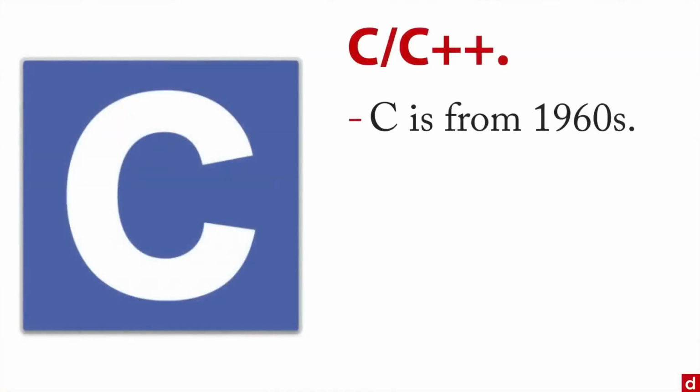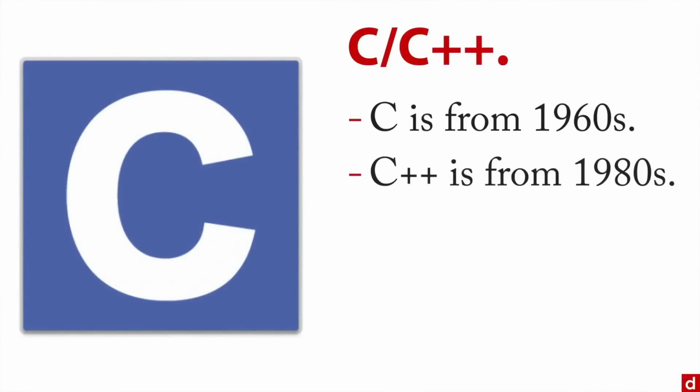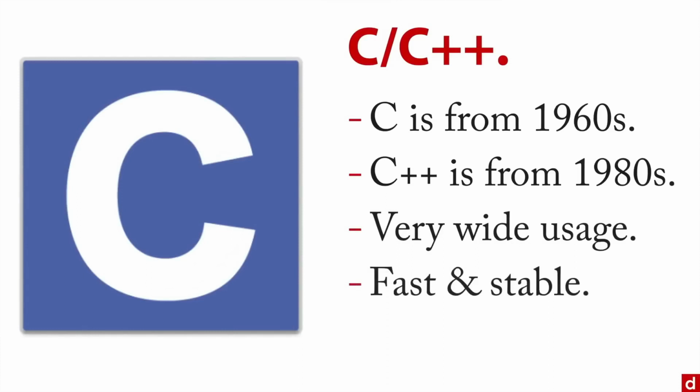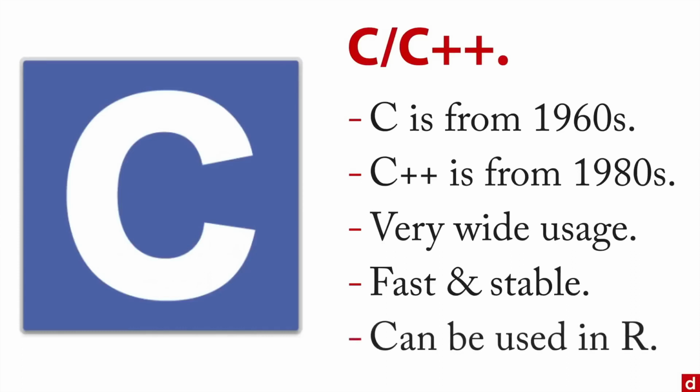So for instance, C and C++. C is from the 60s, C++ is from the 80s, and they have extraordinarily wide usage. Their major advantage is that they're really, really fast. In fact, C is usually used as the benchmark for how fast a language is. They're also very, very stable, which makes them really well suited to production level code and, for instance, server use. What's really neat is that in certain situations, if speed's important, you can actually use C code in R or other statistical languages.